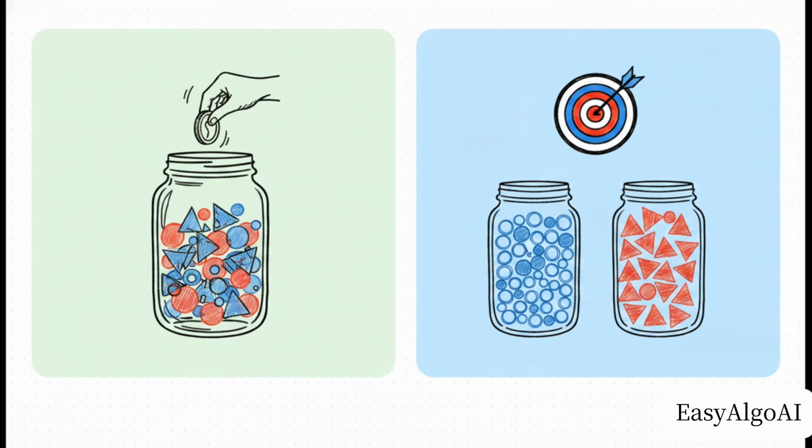Entropy hits its absolute maximum value, which is 1, when exactly half the examples in a node are labeled 1 and the other half are labeled 0. For a machine trying to classify data, a 50-50 split is completely useless. It's pure uncertainty, basically like flipping a coin.